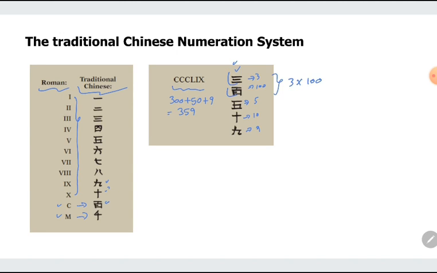Since they don't have a symbol for 50, like L in Roman numerals, what they were doing is write the smaller one first, and then if the next one is larger, that means you have to multiply. So here is 5 times 10, and then the 9. So 300 and 50 and 9 is 359.